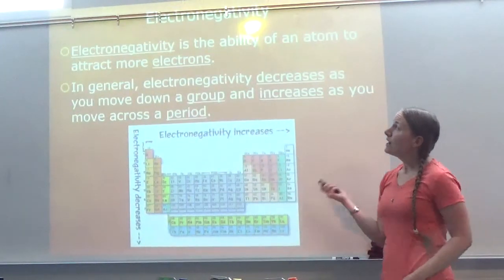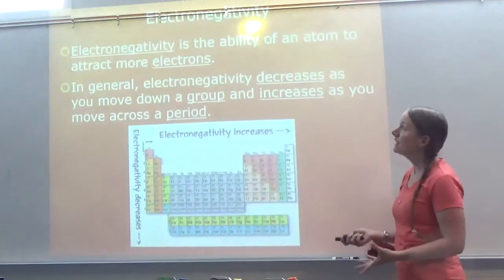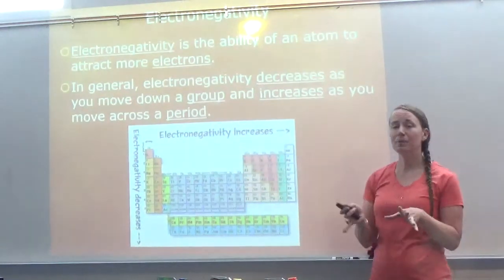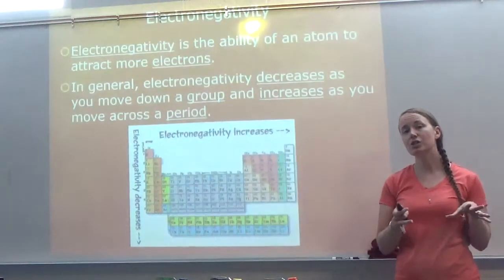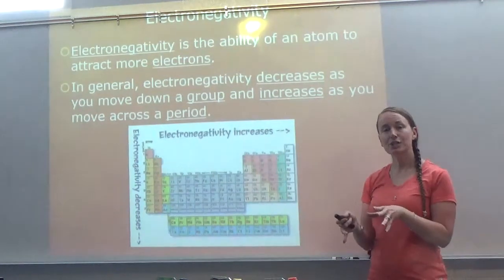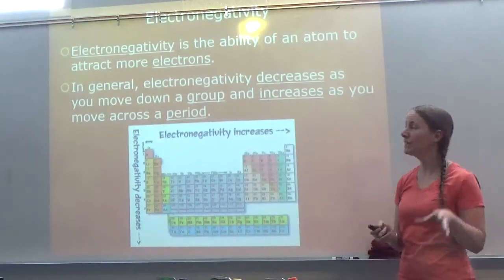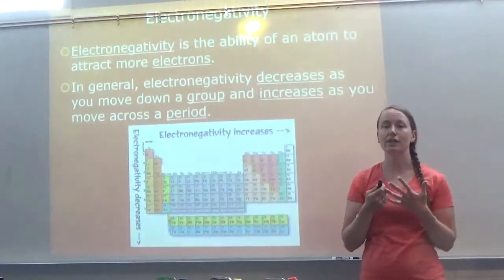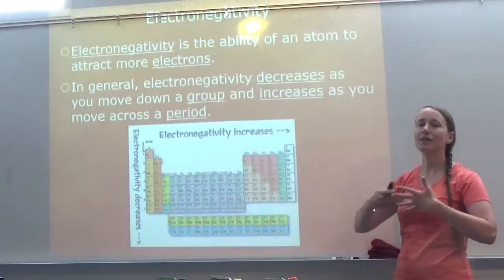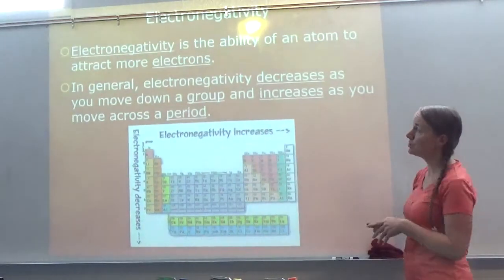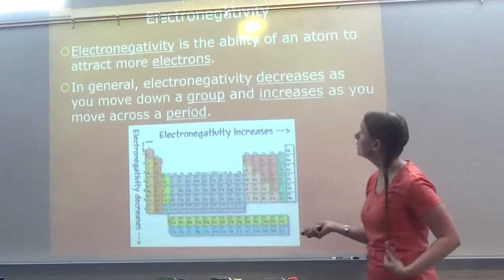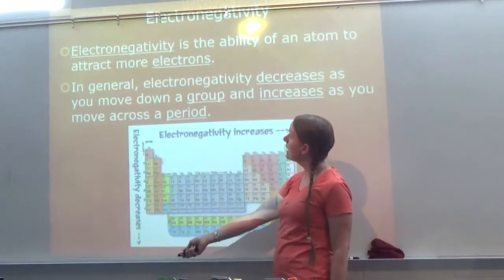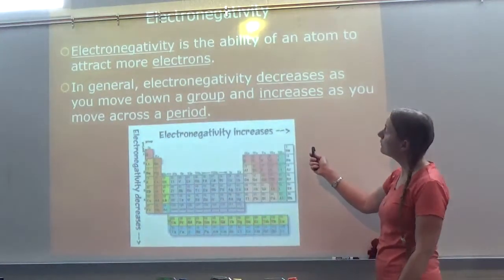All right, so our next trend is electronegativity. So people get electronegativity and ionization energy kind of mixed up sometimes. Ionization energy is energy needed to remove an electron. Electronegativity is the ability to attract more electrons. So how much ability does it have to attract a new electron to itself? So in general, electronegativity decreases as you move down a group and increases as you move across a period.